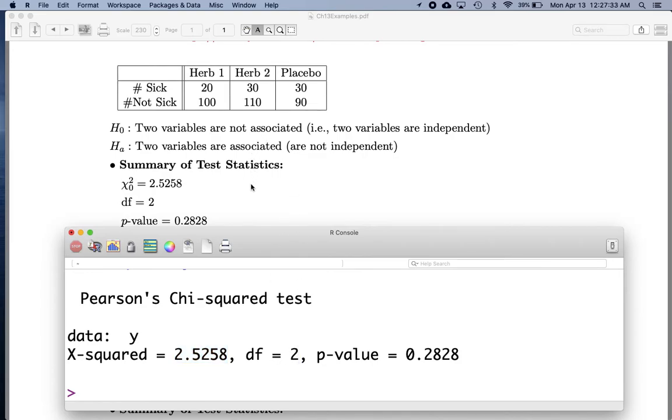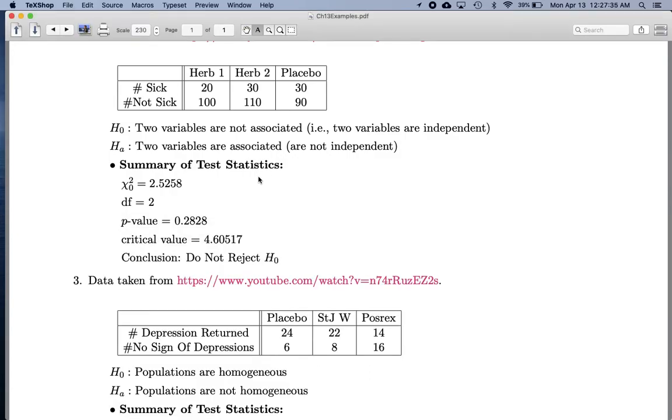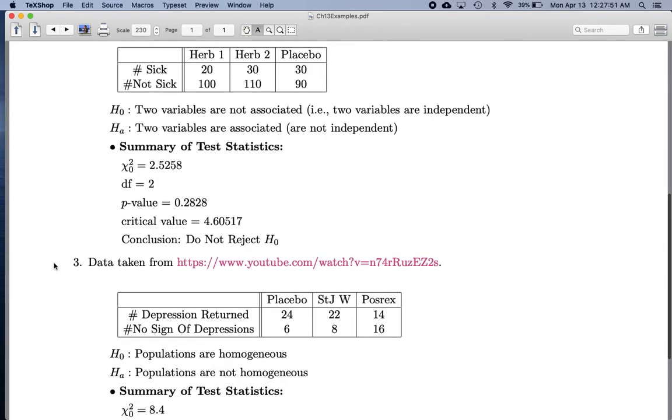So we have 2 degrees of freedom. And then our p-value is 0.2828. Since we were testing this according to the video at the 10% significance level, and our p-value is greater than 0.10, we do not reject the null hypothesis. So there's not enough evidence to reject the null hypothesis.